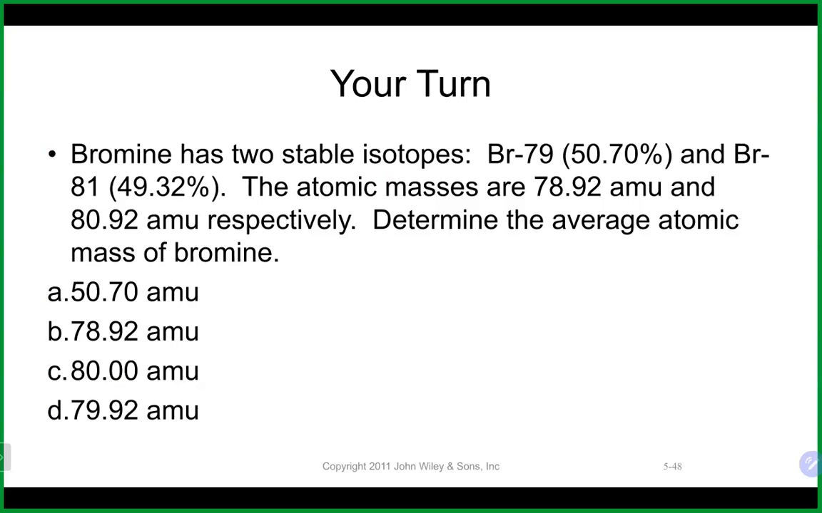All right, bromine has 2 stable isotopes. Bromine-79 occurs about 50% of the time. Bromine-81, 49% of the time. If the atomic masses of each of those isotopes are 78.92 for bromine-79 and 80.92 for bromine-81, what is the atomic mass? I'm assuming the right answer hopefully is up there.